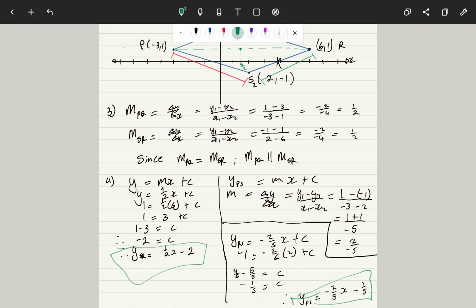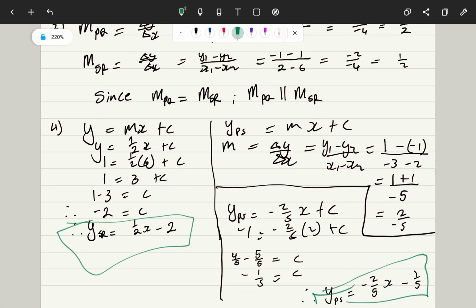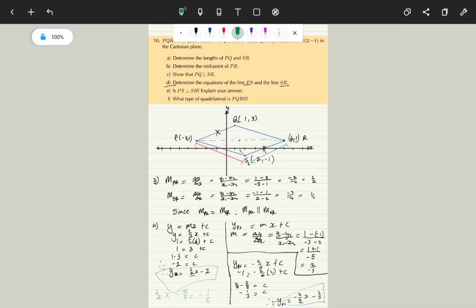Remember, for lines to be perpendicular, the product of the gradients must be -1, right? And in this case, you take 1 over 2 from here, multiply by -2 over 5 from here. The answer is going to be, this 2 cancels this 2, minus 1 over 5. So the two cannot be perpendicular, because the product of the gradients of RS and PS does not equal -1.